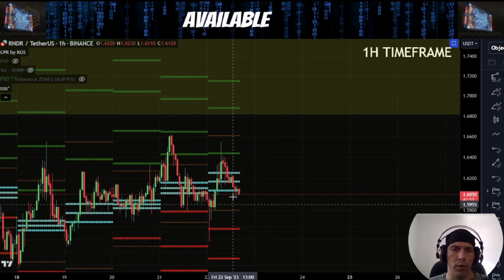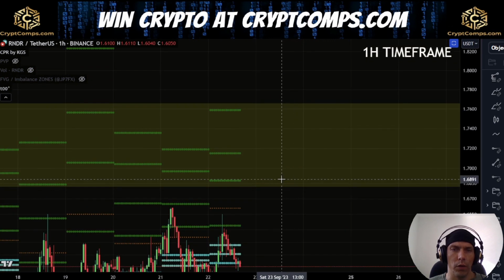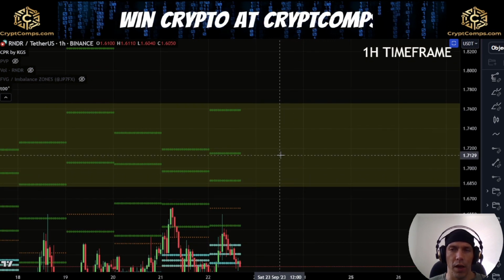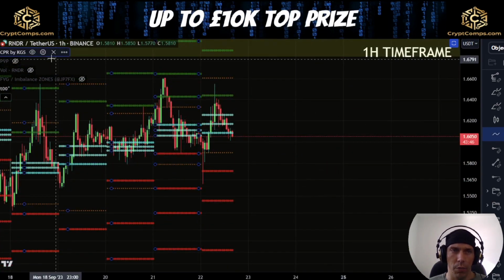If we do, however, start to see a reversal back up here, and we get back above this 164, other targets for today would be this 168, 171, and this 176 region. So I'm going to be keeping an eye on those zones.